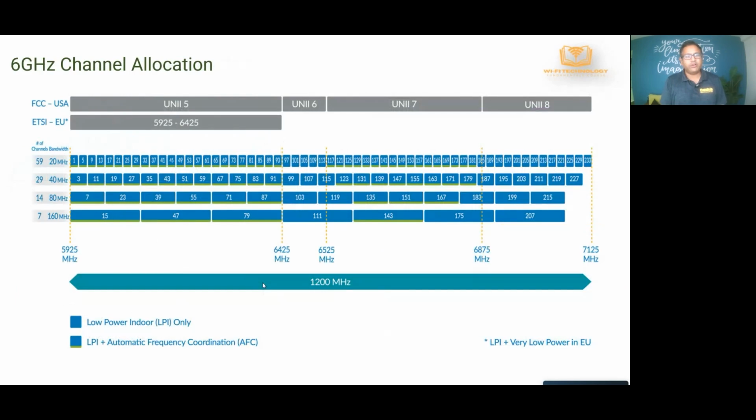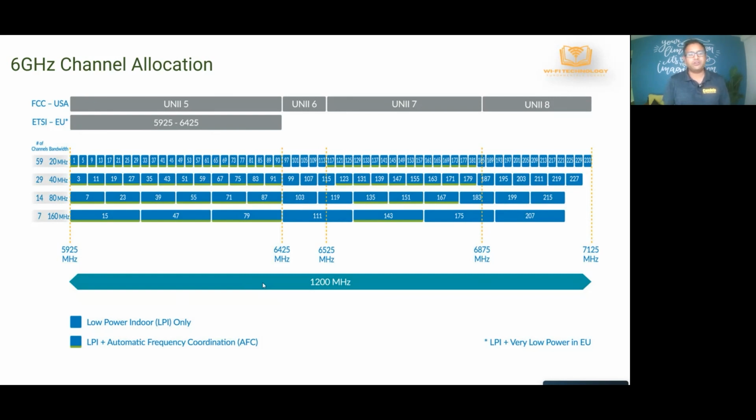Now, if you look at the 6 gigahertz channel allocation in more detail, as I said, there's about 1200 megahertz of bandwidth available, and that is again broken down into lots of small channels. If you break them down into 20 megahertz channels, you get about 59 non-overlapping channels available for use. If you break them into 40 megahertz channels, there are about 29 channels. If you're doing 160 megahertz, there are about 7 channels available. And Wi-Fi 7 also allows you to do 320 megahertz channels. Then you have approximately 3 non-overlapping 320 megahertz channels available.